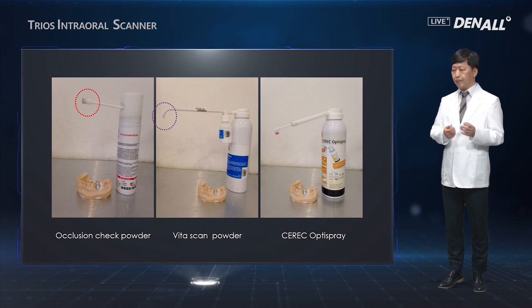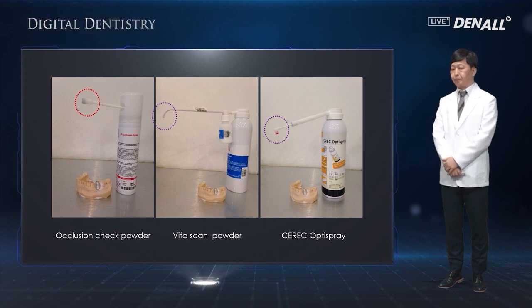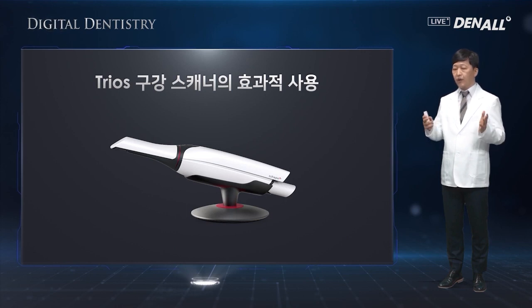The second is the Vita Scan powder, and the third one is Cerec Optispray. Based on my experience, they create an appropriate surface to be scanned. Let's talk about how to effectively use the intraoral scanner.